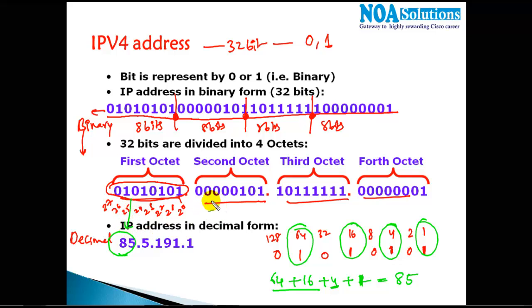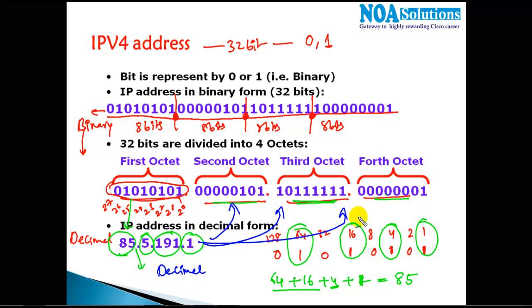In the same way, if you convert the second binary number, it will be 5. If you convert the third portion, it will be 191. If you convert the fourth portion, it will be 1. So for our convenience, we convert the binary format into the equivalent decimal format. When we write our IP address, we write only in decimal format. But in the back end, the computer understands only binary language, and it converts to the equivalent format and identifies the devices based on that. That's how it works.